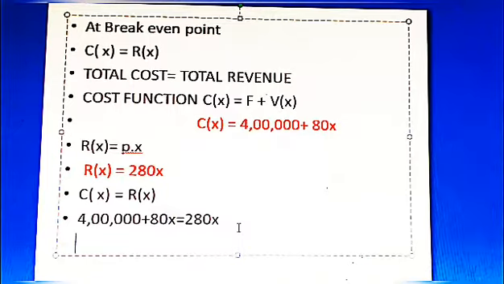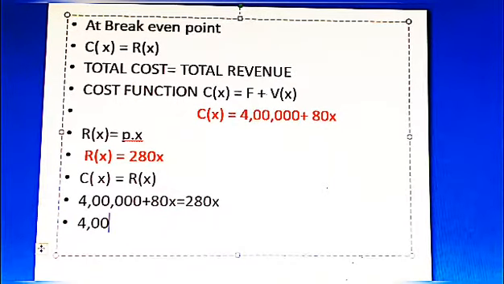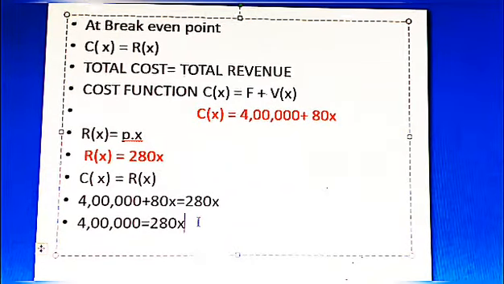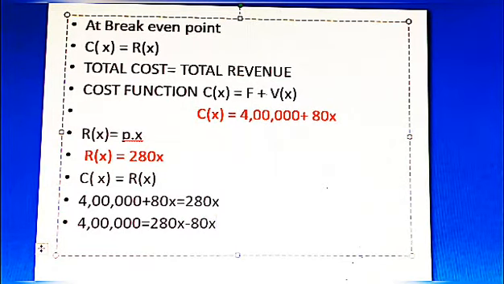Okay, so the next step, we'll keep 4 lakh as it is. And then we will bring 80x to the other side. So 80x, if it comes to the other side, will become minus 80x. Only like terms you can add, you can subtract. So 280x minus 80x.